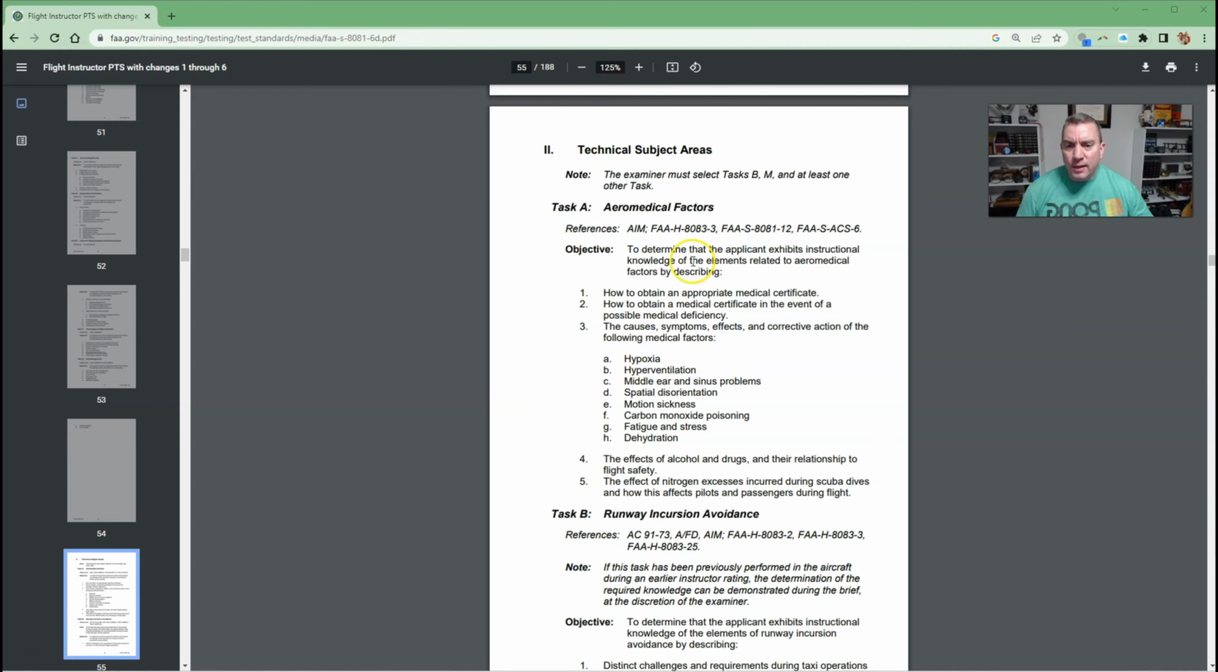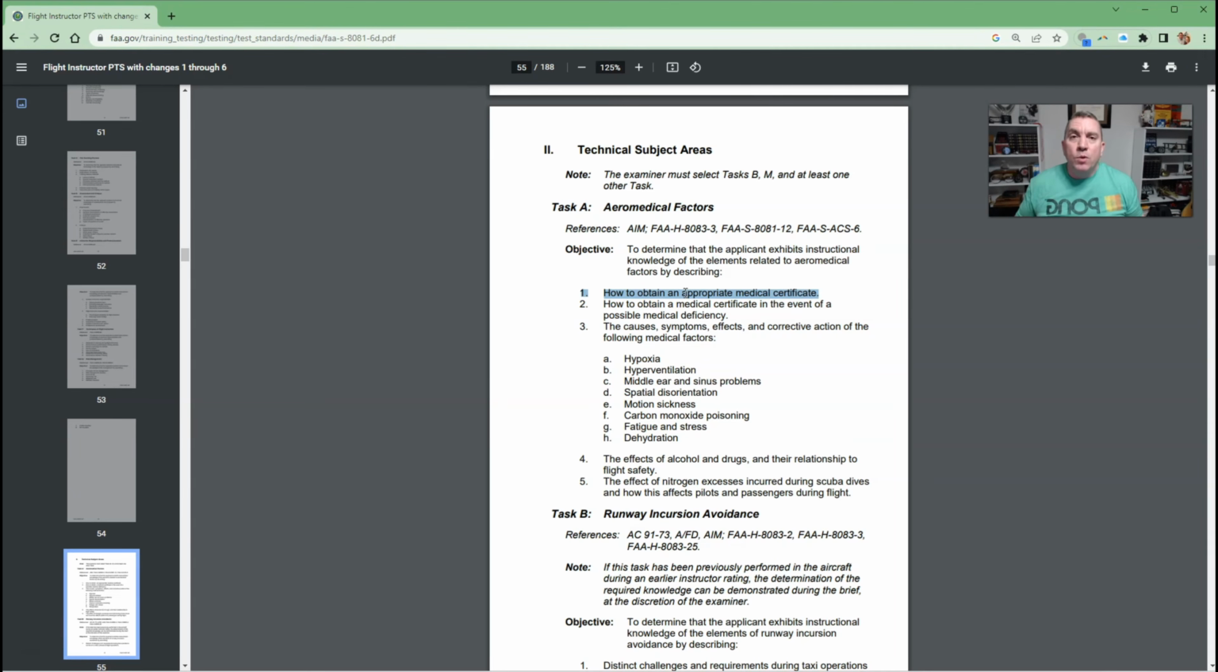Let's look at this. So can you talk about how to obtain an appropriate medical certificate? Sure you can, right? So you're like, you know what, Todd? I think I can explain that to an examiner, and I also think I can explain it to a student. So what's the deal? Brand new student comes in off the street. They walk into the flight school. They go, hey, I want to start flight training. What do I need to do?